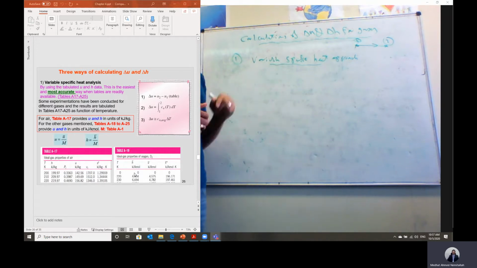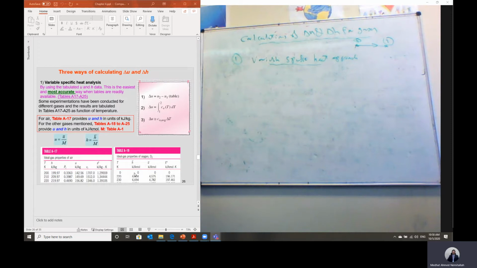And in this case, to use those tables from A17 to A25, we need only one property, which is the temperature. As we said, in case of an ideal gas under low pressure, the properties of the gas depend only on the temperature. So in this case, we don't need two properties to go to tables A17 to A25.